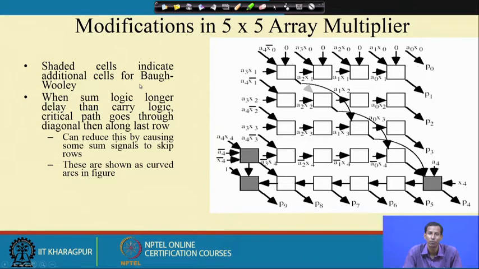Initially, I said that if I use a 5 cross 5 array, the total critical path delay will be m minus 1 plus m minus 1, that means 4 plus 4, that was 8 full adder cells. So, if you see, 4 over here and 4 over here, 8 full adder cell delay maximum. But now it becomes 5 and 5, 10 full adder cell delay, because of the extra modification which I need for this modified array multiplier architecture.